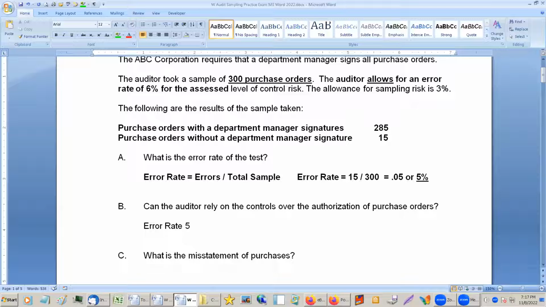So the error rate is 5% plus the allowance. It's allowance for sampling risk, but they usually just call it allowance. Equals 8% is the upper limit.